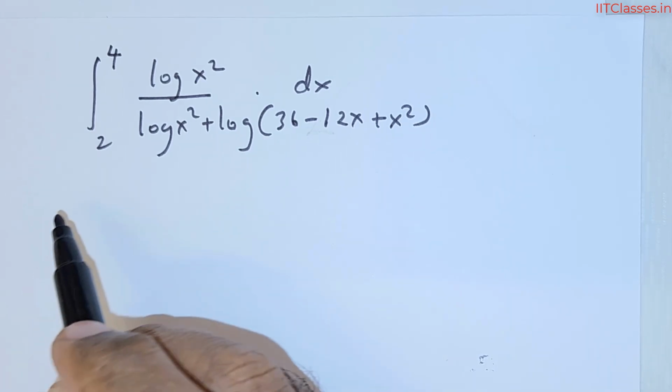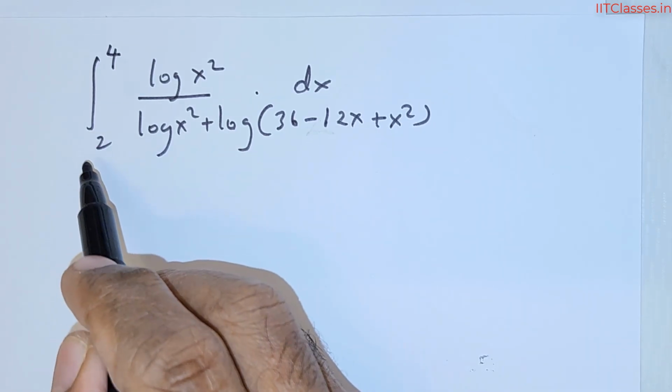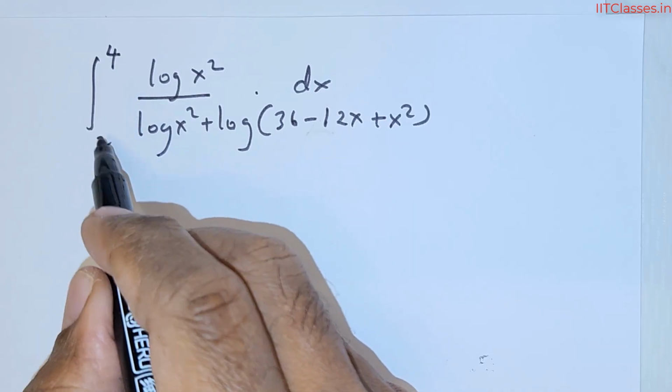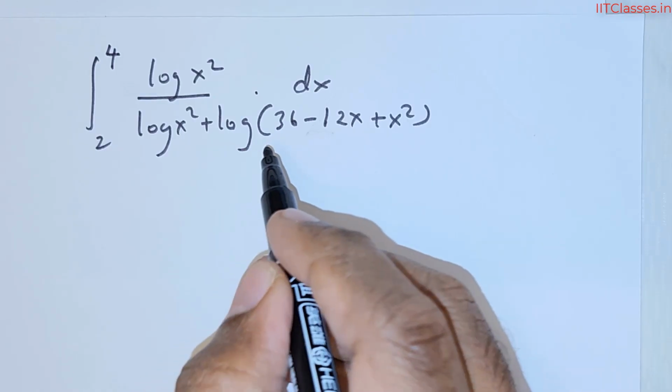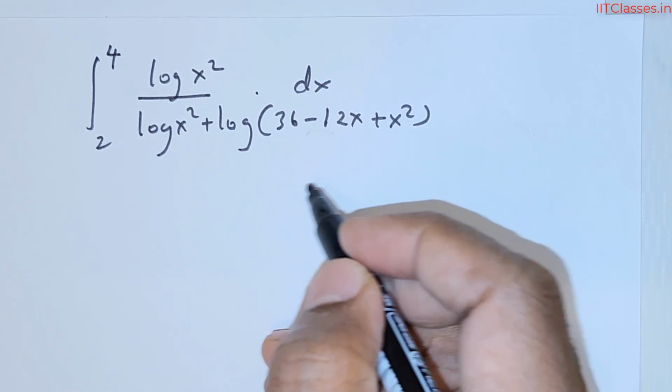Welcome everybody. We have this question: evaluate the integral from 2 to 4 of log(x²) divided by log(x²) plus log((6−x)²), dx.